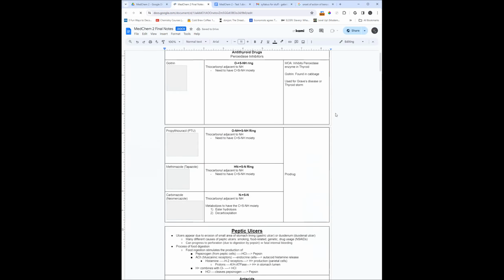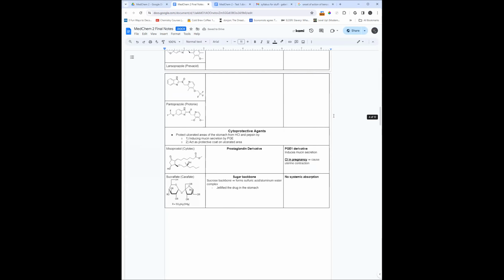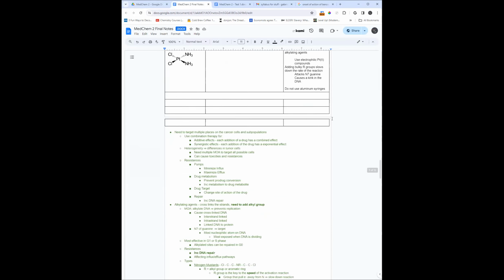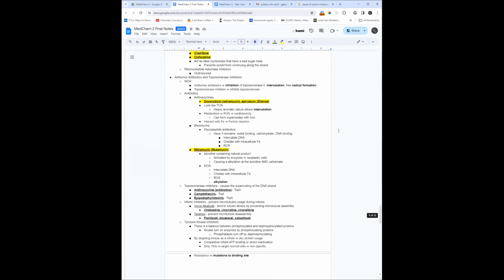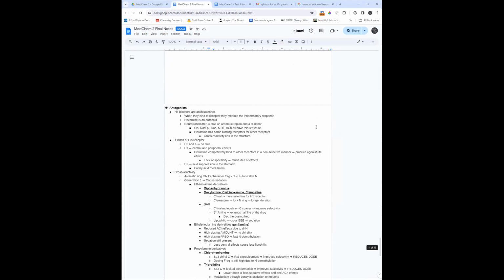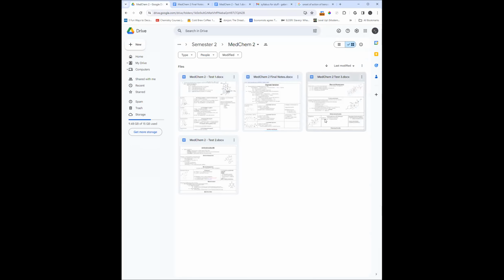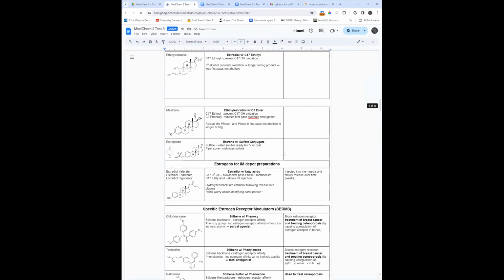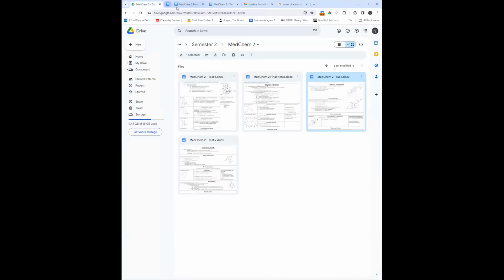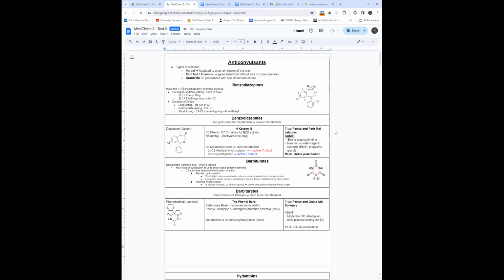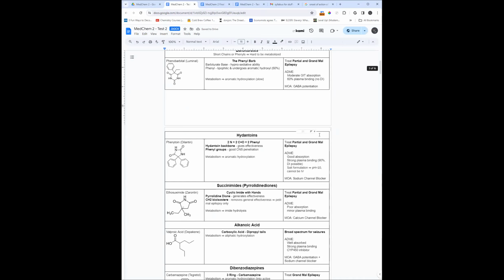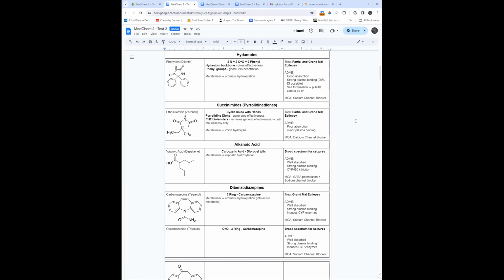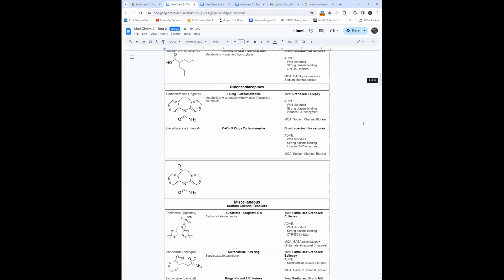You said what was the other one? Anti-epileptics and seizure. No, and anesthetics. Where did we do anti-epileptics? Yeah, they're not fun.